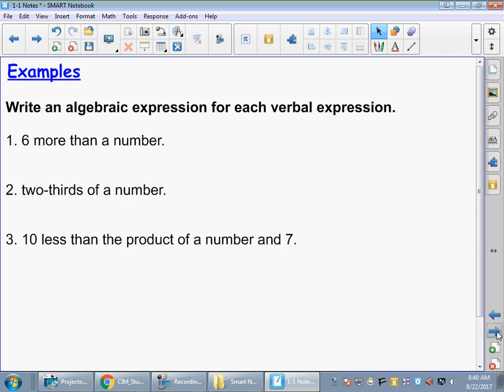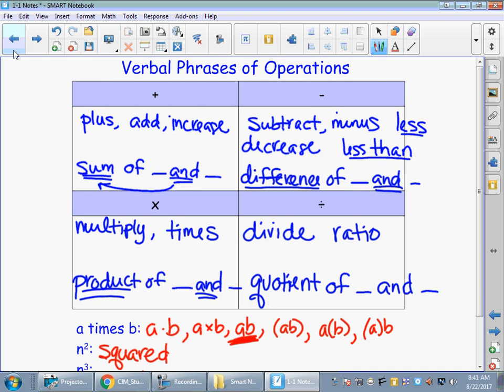All right, so let's practice this. We're going to take these words and put them into symbols, and then we'll switch it up on the next screen. So, 6 more than a number. I can see the more than is plus. Now, did we put more than in here? We didn't, so I'm going to add that.